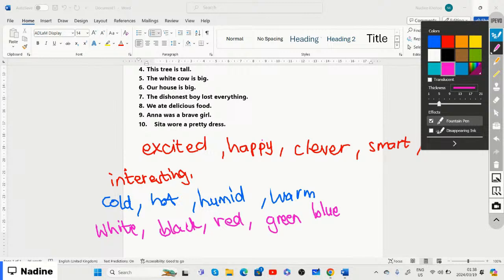And once again, nouns are names of people, names of places, animals, or even things, right? That is a noun, or those are nouns. So nouns are names of people, places, animals, or things. Or it is a person, a place, an animal, or a thing, right?